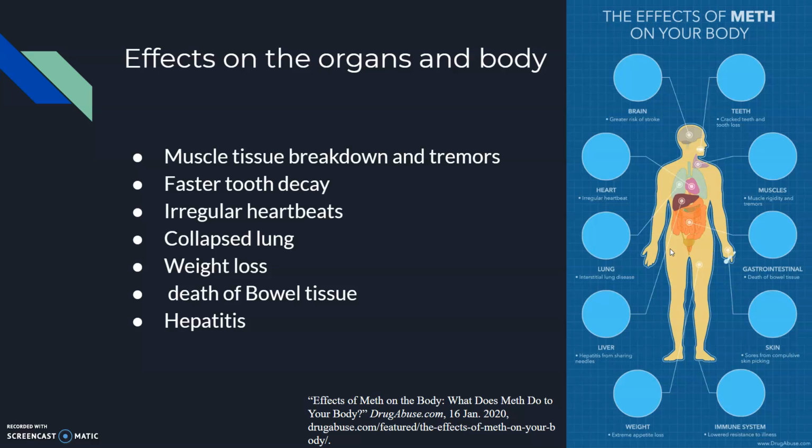Now, the effects on the organs and body. Muscle tissue breaks down and you can have tremors. This is due to the fact that your body temperature is increasing, you're moving more, and that's causing you to be dehydrated. So the meth is overworking you and you're getting too hot. You're moving too much.